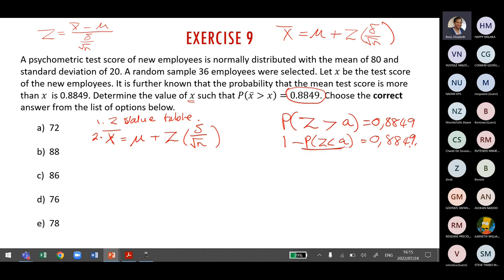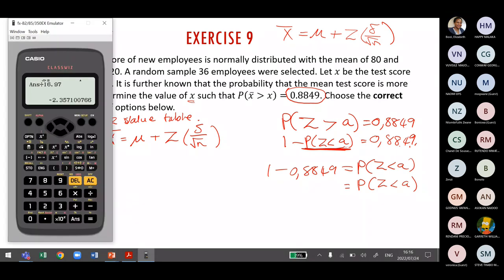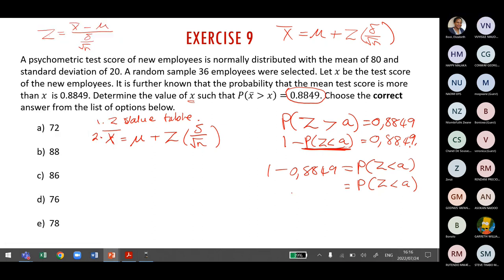So in order for us to find this z value, we need to move the probability to the other side so that it becomes positive, z less than a, and we move 0.8849 to the other side. Then the probability of z less than a will be given by 1 minus 0.8849, which equals 0.1151. So that is the probability we're going to use. So we need to go to the table and look for this probability.